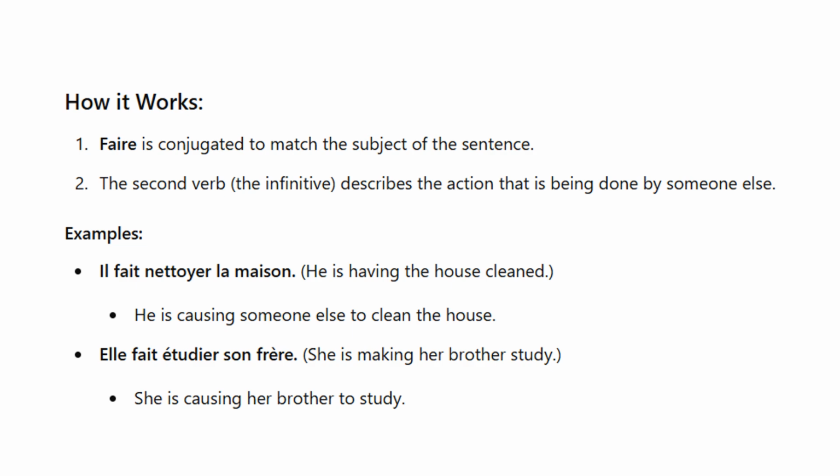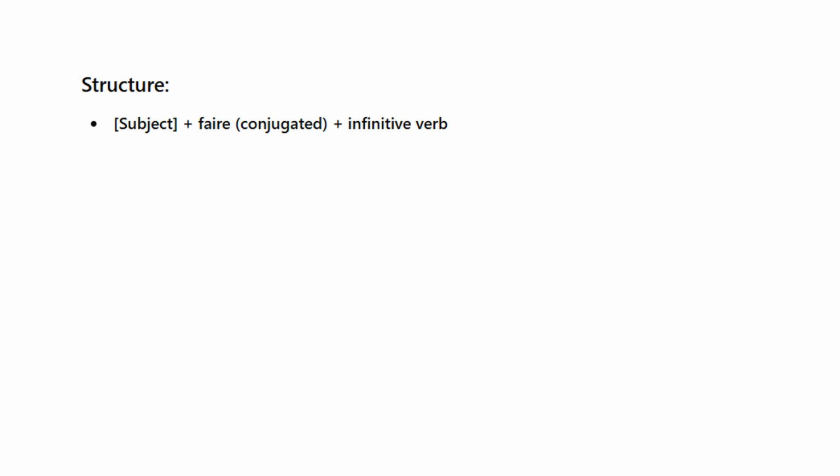Here's how it works. Faire is conjugated to match the subject of the sentence. So je fais, for example. The second verb, the infinitive, describes the action that is being done by someone else. For example, if you want to say he is having the house cleaned, you would say il fait nettoyer la maison, which essentially translates to he is causing someone else to clean the house. And if you want to say she is making her brother study, you would say Elle fait étudier son frère, which translates to she is causing her brother to study using that construction. The simple structure is subject plus faire being conjugated plus infinitive verb.